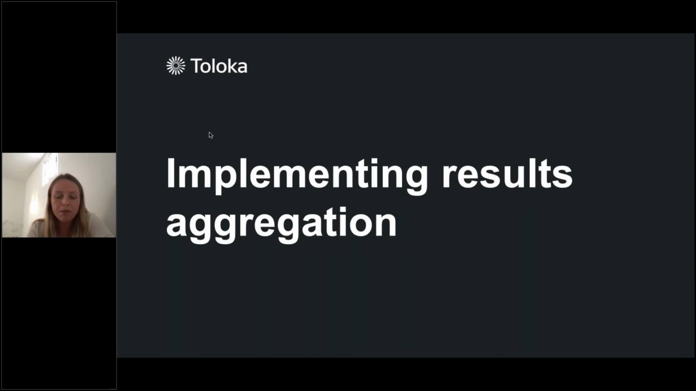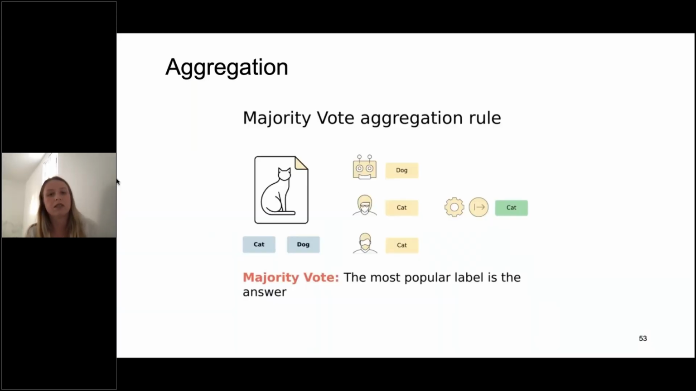The last step of the pipeline is actually gathering the results and aggregating those. As I mentioned before, usually your task is not sent to one person, but to several people. So there could be different ways of aggregating those together. The most basic aggregation technique is a majority vote. You already saw this with some quality control rules. Here it's not used for quality control, but for aggregation, but the idea is the same.